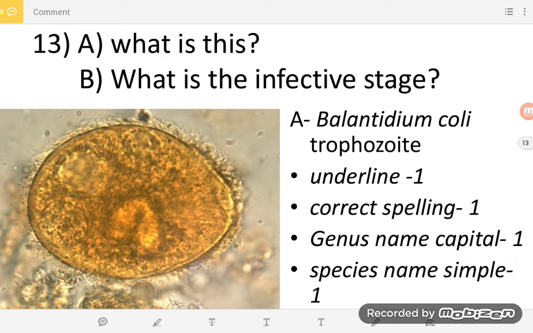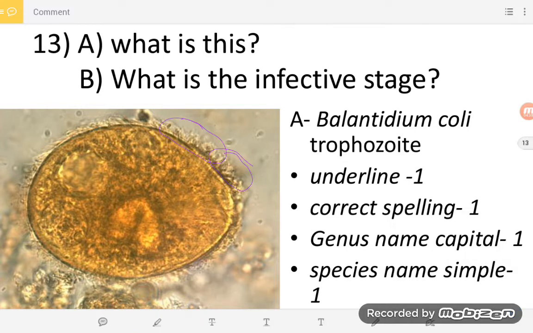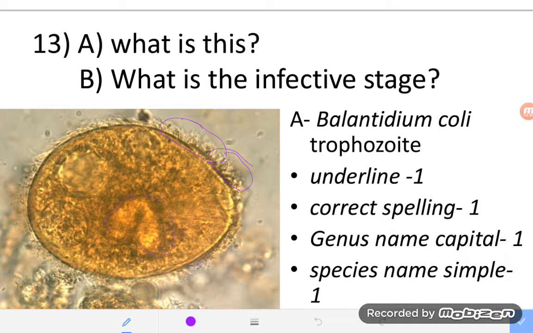Here in the trophozoite, outside you can see the cilia. This is the cilia, which is the locomotory organ, so by using that they can move. The trophozoite is elongated, a little bit oval shaped. But in the case of the cyst, it is round shaped, and on the very outside we can see the cyst wall, right. And here you can see the kidney shaped nucleus.